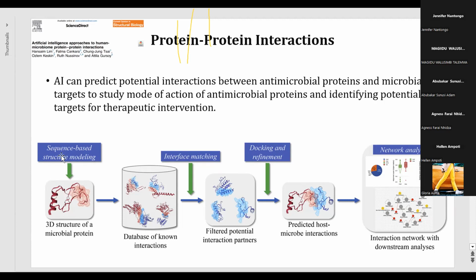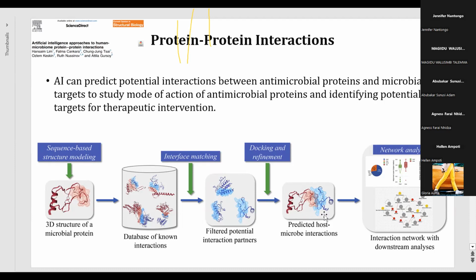So you already have the sequence, and from the new protein sequence, you can do a modeling. Suppose you have modeled this structure. This is a protein. That is the interaction. And now what you do is you match with the databases that are already available. Then you do the filter. You have to filter which is the potent, which you think is the potent. So you are not doing it. It is done by the AI.